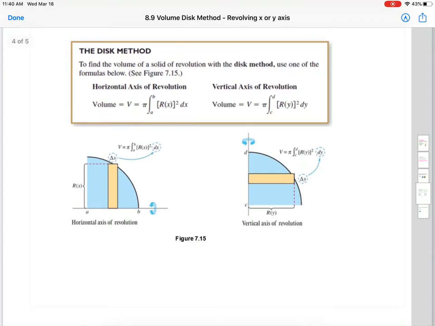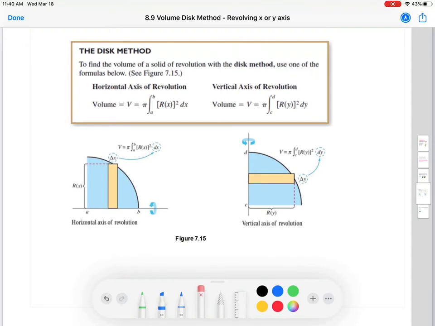This is called the disk method. If you want to search for other videos that might explain things slightly differently, totally cool. Search something about the disk method and you will find all sorts of videos out there. I'm sure there are a ton.